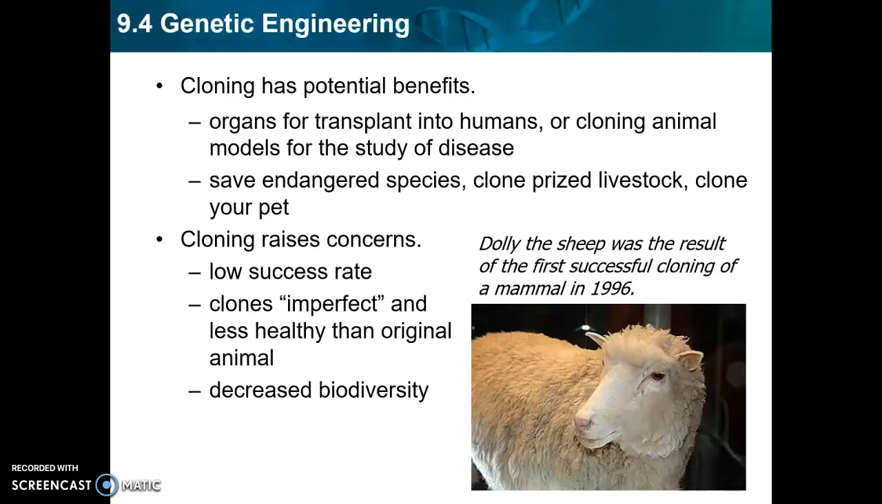There's also a few concerns about cloning. Historically, it had a very low success rate, and there was the idea that clones were imperfect, that they were not as healthy or weren't able to live as long. And a lot of that comes from the fact that Dolly the sheep herself did live a shortened life. She did not live a full life like a normal sheep would have. As the technology improves for cloning, however, that's become less and less of a concern.